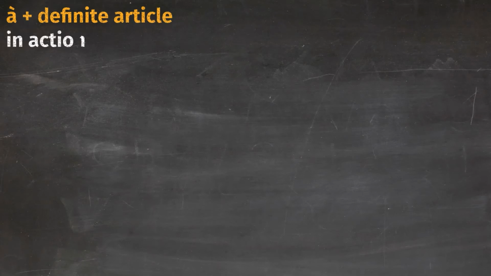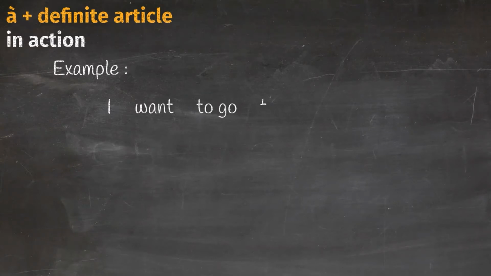Now you might be asking, all right, the table was somehow understandable, but how can we use them? I mean, is it something practical or is it just something on the book? Well, no, it is actually absolutely practical. That's why we want to check a few examples together to see how French people apply the previous rule when they speak. Imagine I want to say, I want to go to the park.